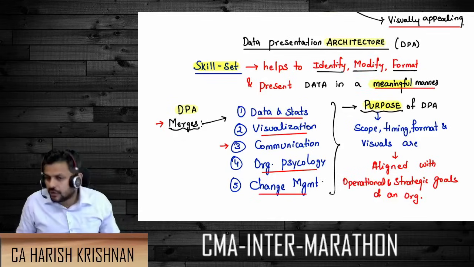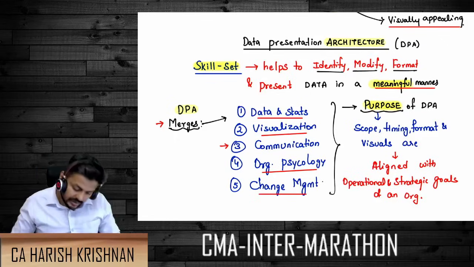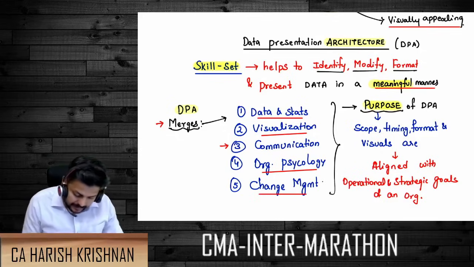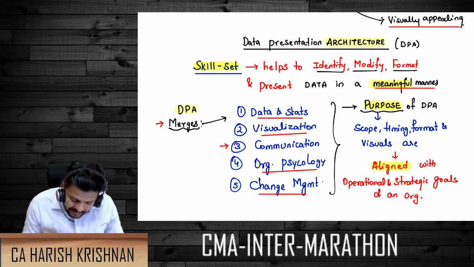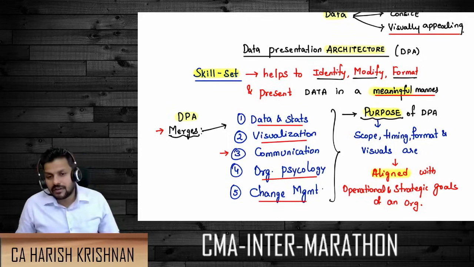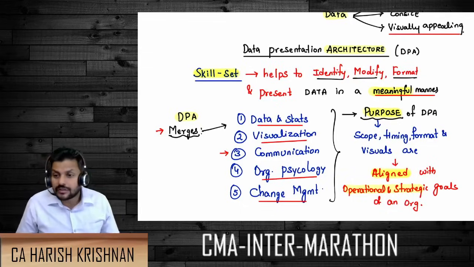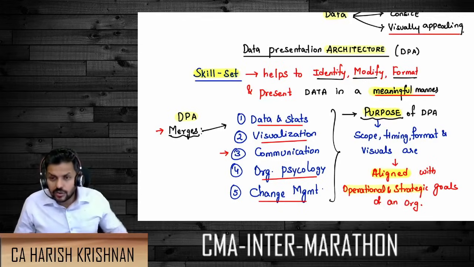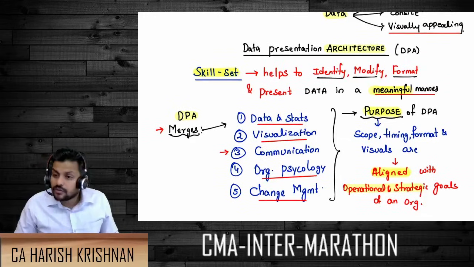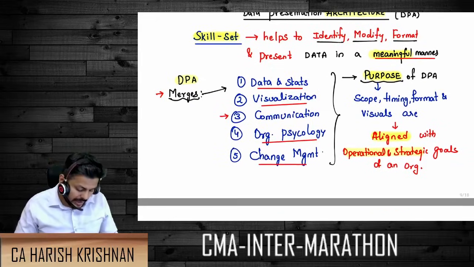The purpose of this data presentation architecture is to set the scope, timing, format and visuals. Whatever you are presenting, they are all aligned with the operational and strategic goals of the organization. Those whose architectures are good, their presentation is good, and their top management or any decision maker can see it easily and make quality decisions. That is the idea behind finding a suitable architecture.